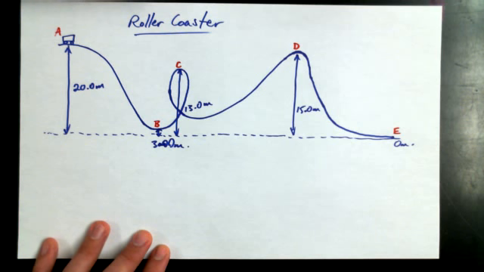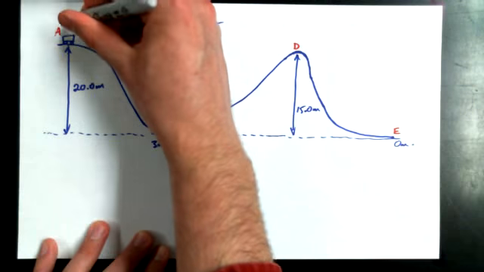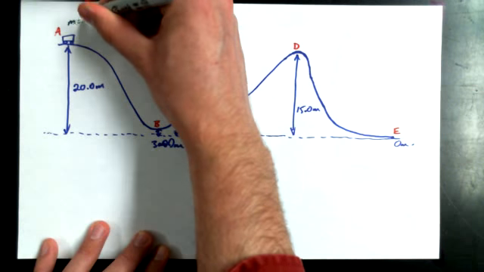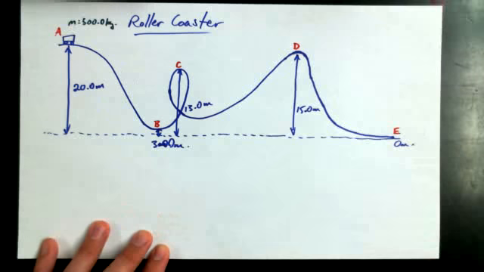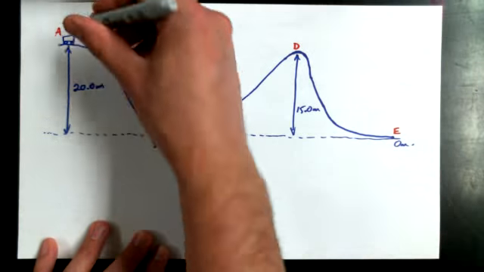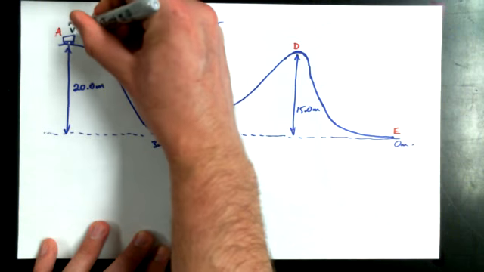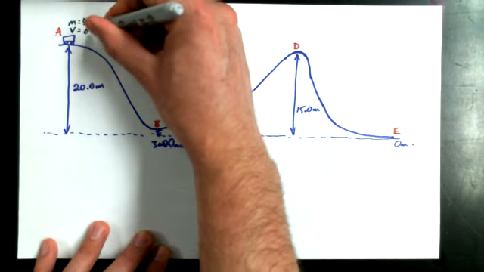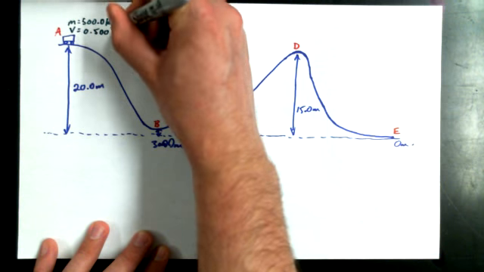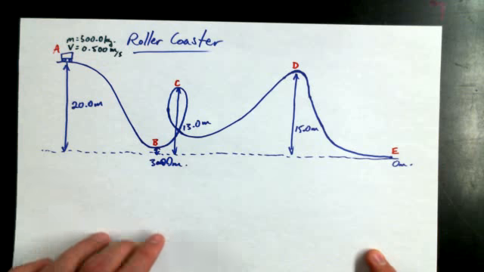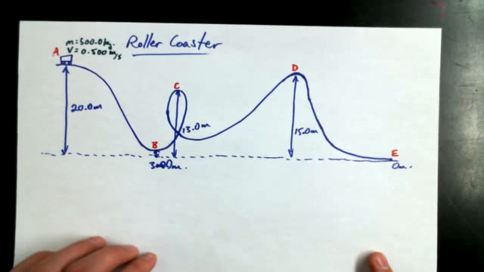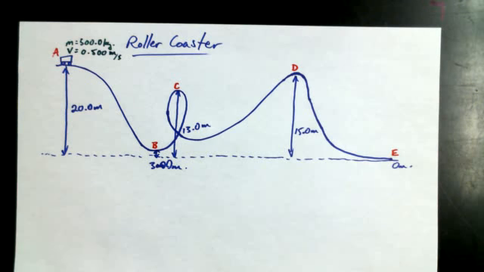I want to give my roller coaster itself a mass. So I'd like to say that this is a roller coaster with a mass of 500.0 kilograms. And I'm going to give it an initial velocity. So it doesn't start from rest. It starts with a velocity of 0.500 meters per second. The mass is 500 kilograms. And the initial speed is 0.5 meters per second. So just getting up over that edge.